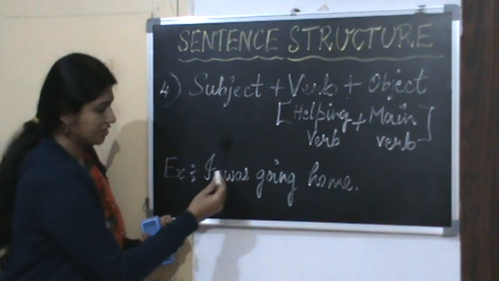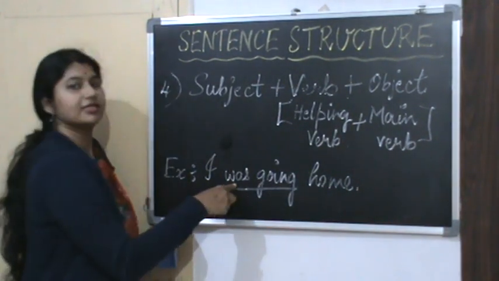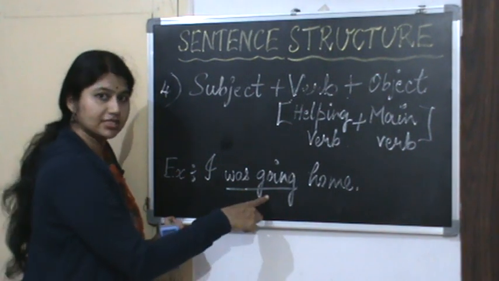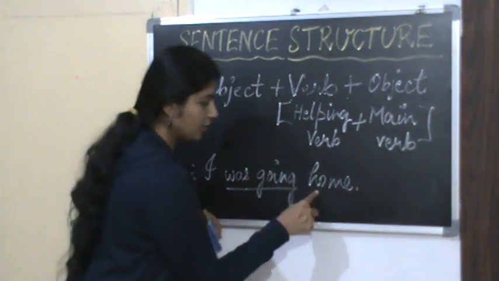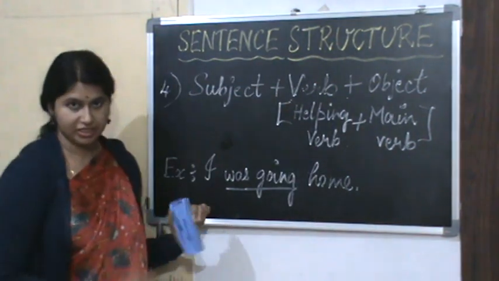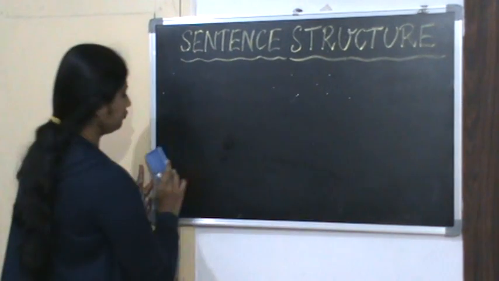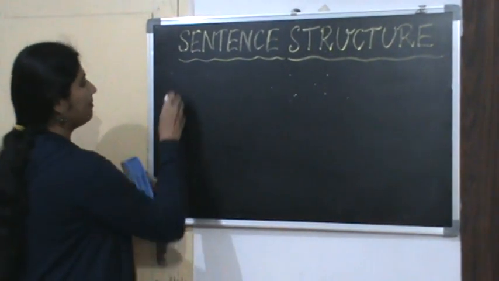I is the subject, was going is the verb. ಅದರಲ್ಲಿ this is the helping verb, this is the main verb. Okay, ಎಲ್ಲಿಗೆ ಹೋಗ್ತಾ ಇದ್ದೆ? ಮನೆಗೆ ಹೋಗ್ತಾ ಇದ್ದೆ. Home is your object here. Did you understand? So these are the basic 4 sentence patterns.